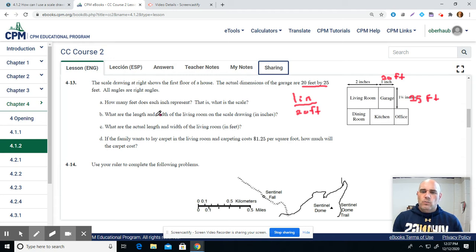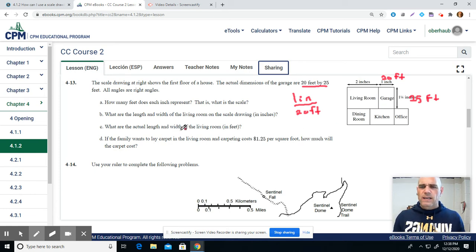And I know that because of this piece right here. What is the length and width of the living room on the scale drawing in inches? Well, here's my living room. So I know right now that it's 2 inches. That's this piece right here. And then here, it's not labeled, but this side is the same as this. So if this is 1 1/4, then this here also has to be 1 1/4. So the width is 2 inches, and the length of it is 1 1/4 inches.